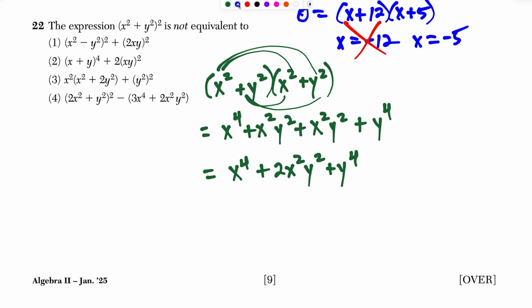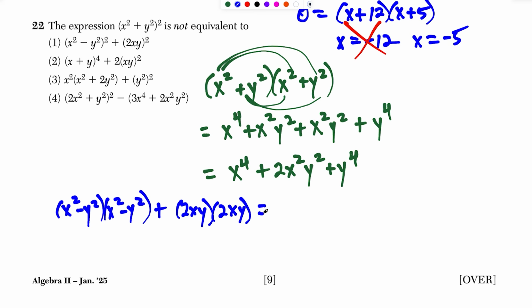So we could go through choice 1 first. So let's see what happens when we expand choice 1. If we expand choice 1, we're going to have x squared minus y squared times x squared minus y squared. And then we're going to have plus, we're doing 2xy times itself.